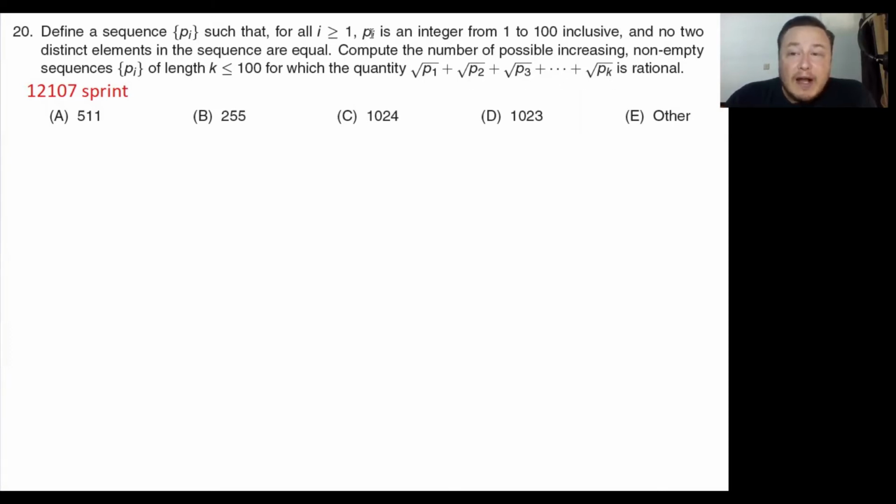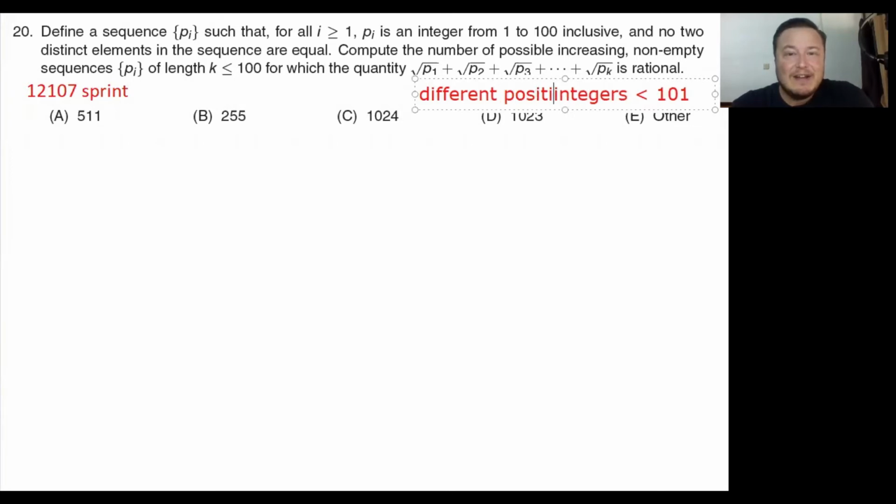And p sub I, in other words, every one of these p1, p2, all the way up, is going to be an integer from 1 to 100, and none of them are equal. So all of these numbers are different integers less than 101. I should probably say that they're all different positive integers less than 101, right? So there aren't that many options here.